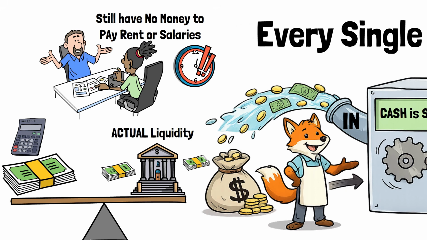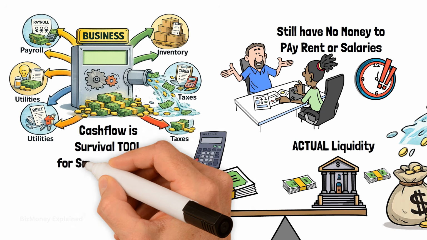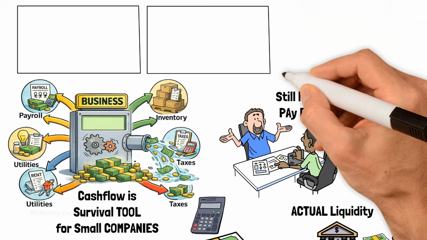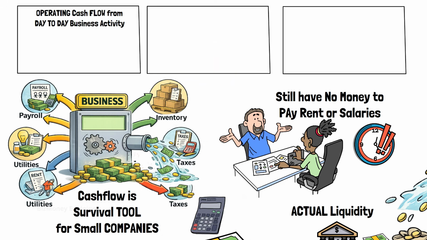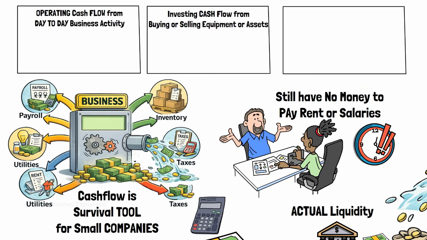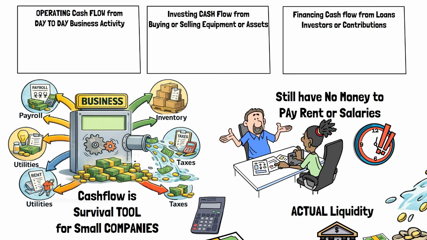A business survives only when it has enough cash to cover upcoming expenses, so cash flow becomes the #1 survival tool for small companies, especially during slow periods or recessions. There are 3 types of cash flow to understand: operating cash flow from day-to-day business activity, investing cash flow from buying or selling equipment or assets, and financing cash flow from loans, investors, or owner contributions.